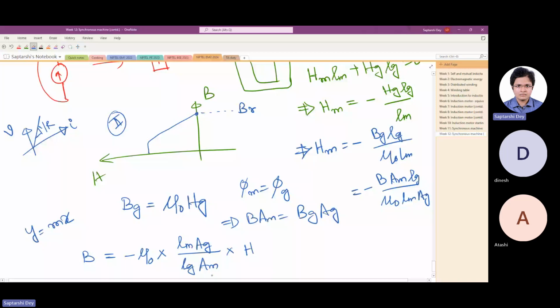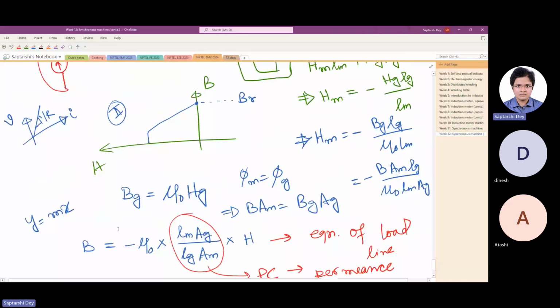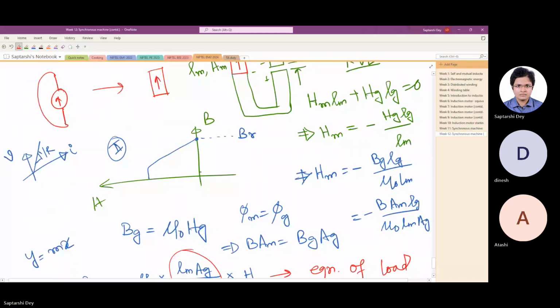So now this equation that we get here is called the equation of load line, and this factor here is called PC, permeance coefficient. So this is the characteristic of the source that we have here, and this is the load line whose slope is given by PC. The intersection is the operating point of the magnet.